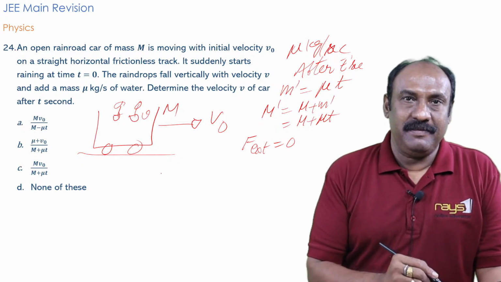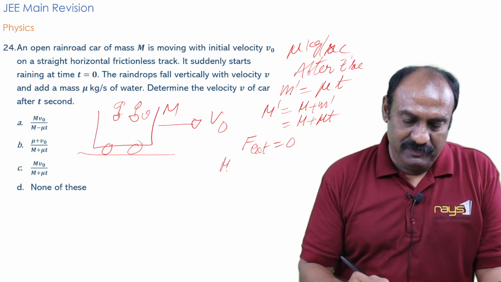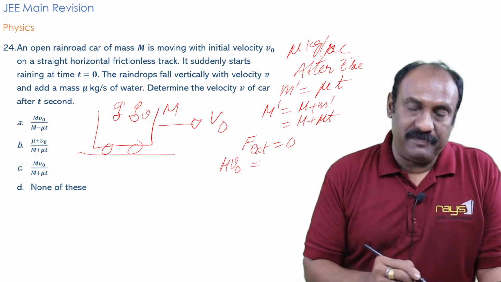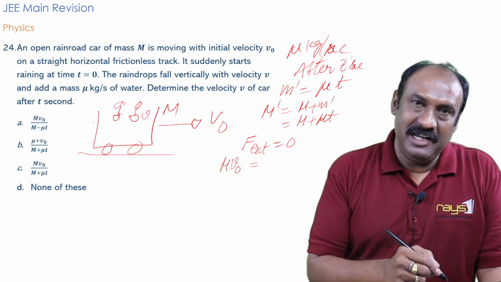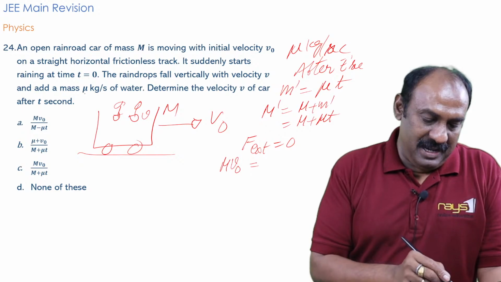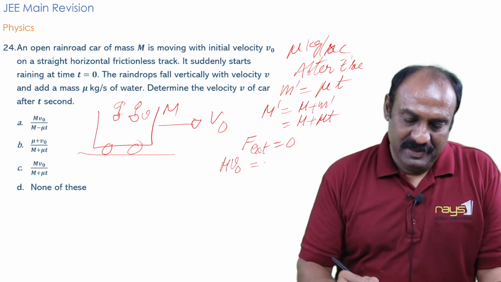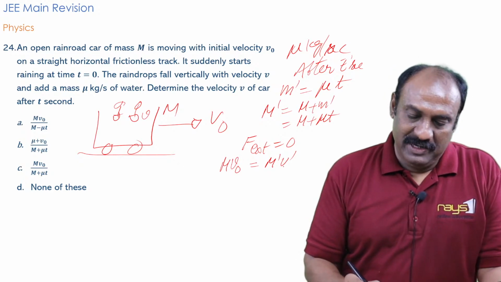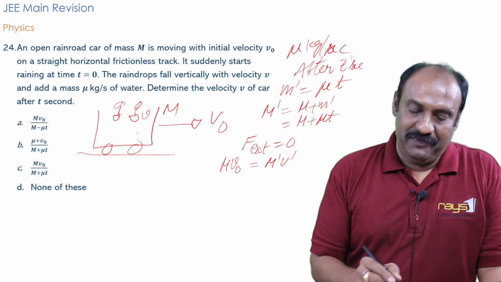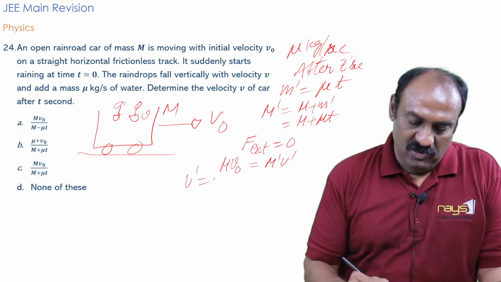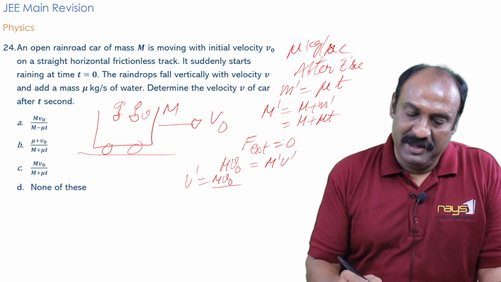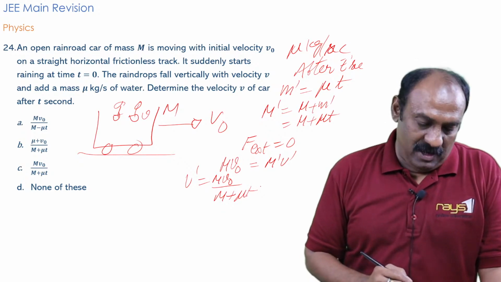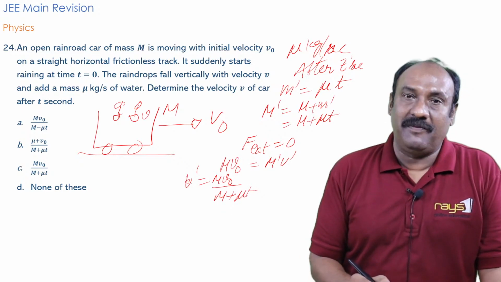Before raining, at t equal to 0, the momentum of this tanker is m into v0. After t seconds of raining continuously with a constant rate of fall of mu kg per second, it is m dash into v dash. So from this, what do we want? What is the velocity of the truck after t seconds? V dash is equal to m v0 by, what is m dash here? M plus mu t. M plus mu t is the answer for the velocity of the truck after t seconds.